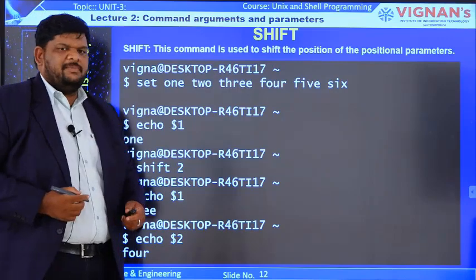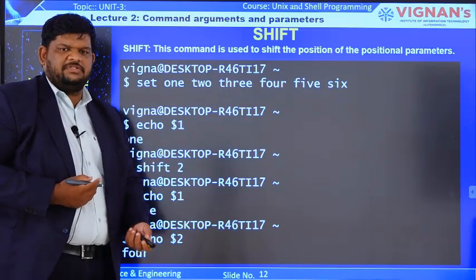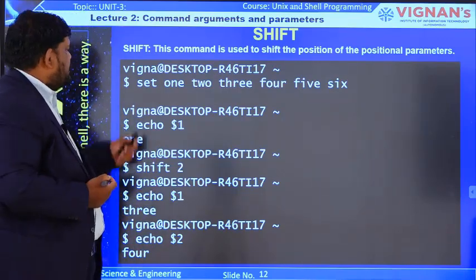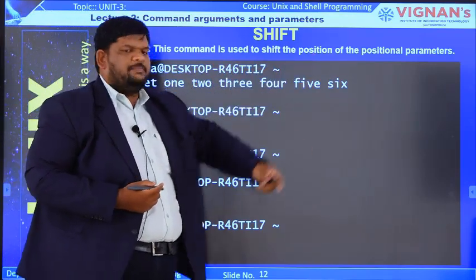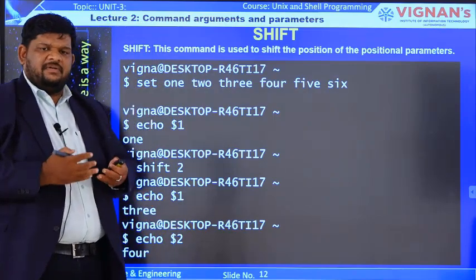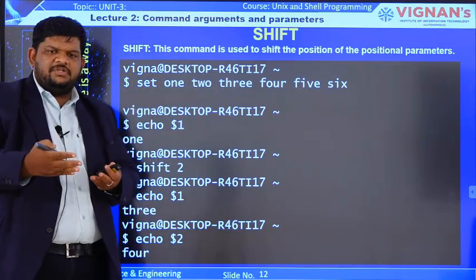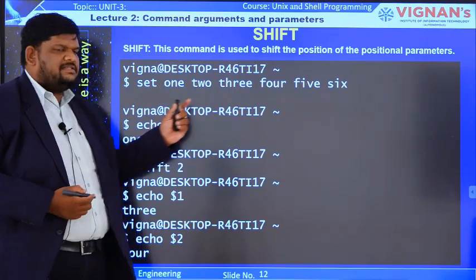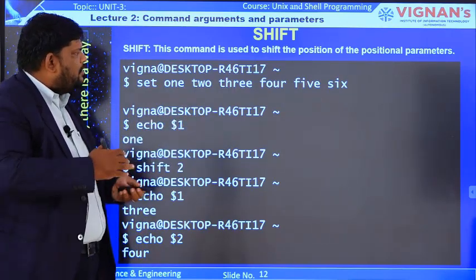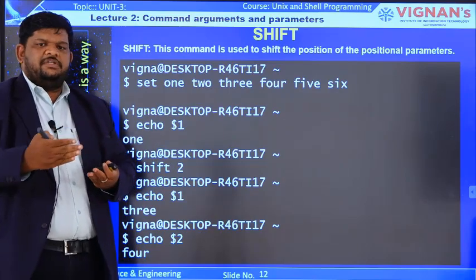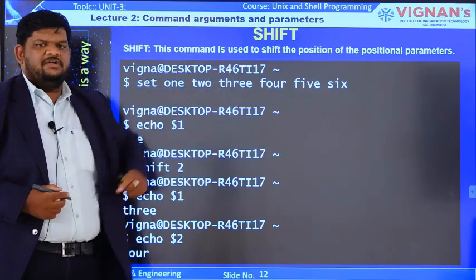Now let us see what is the meaning of shift, and how it will affect the positional parameters. Shift is used to shift the position of the positional parameters. How are we going to shift the positions of the positional parameters? Let us consider this example. With this example, we can get a clear idea how to shift the position of the positional parameters with the help of the shift operator.